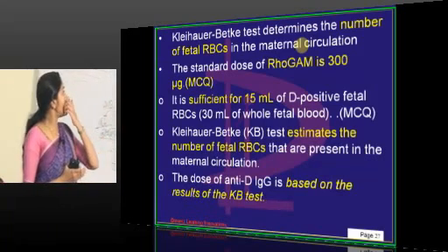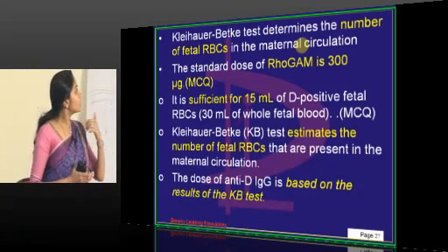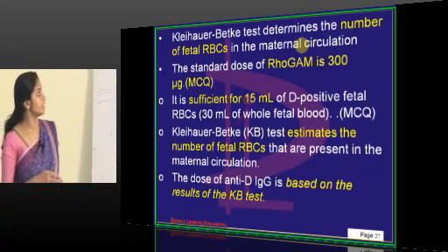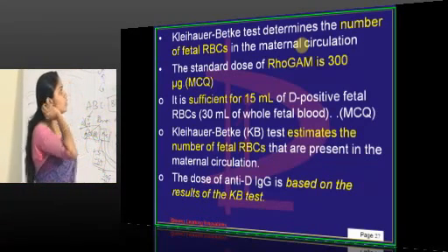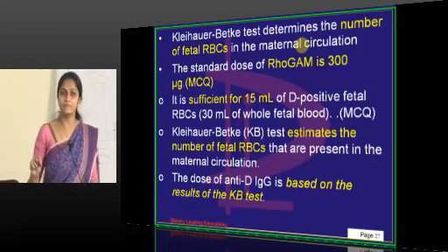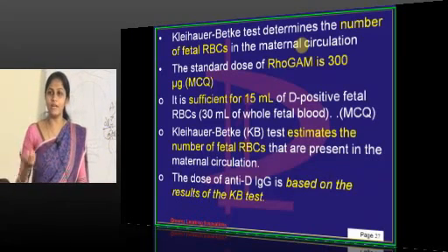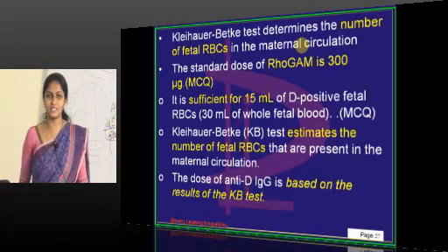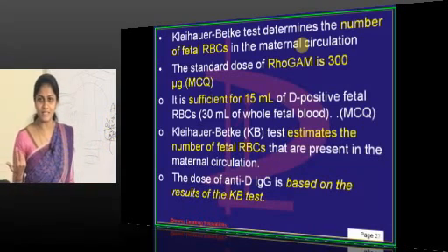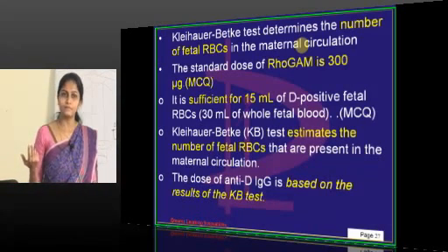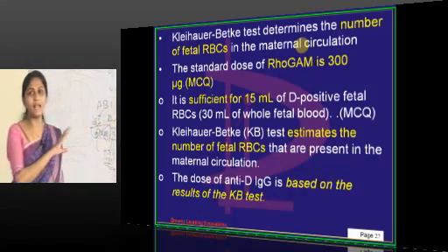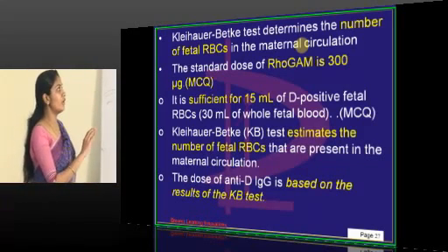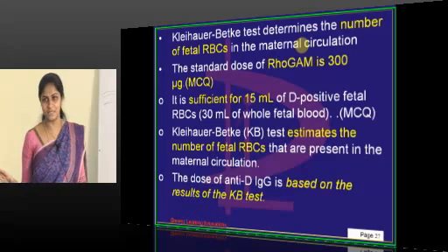So that is the test called the Kleihauer-Betke test. I think it is in the next slide. So now the standard dose, why are we giving it as 300? Why only 300? Why not 200, why not 500, why not 600? Why is that 300 dose fixed as standard for greater than 12 weeks? Because this 300 mics of anti-D is sufficient for 15 ml of D positive fetal RBCs.